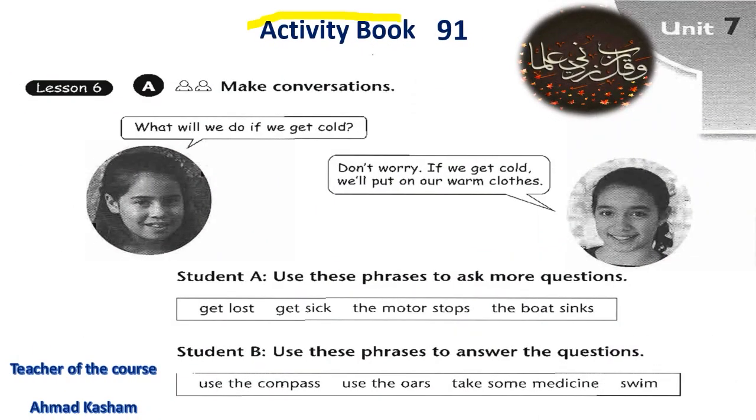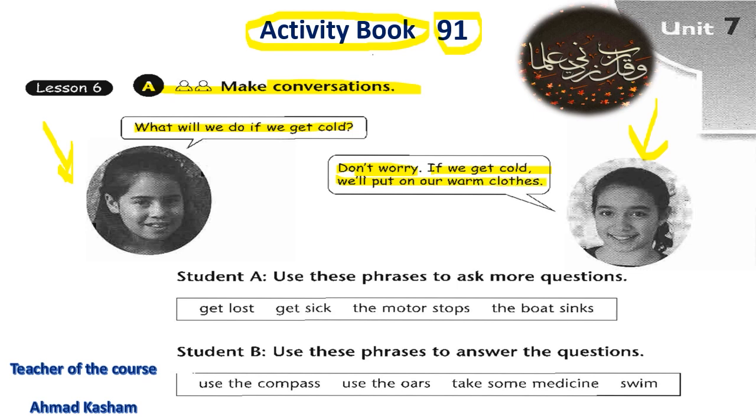So here we start, my students, in your activity book, page 91. What do we have? Exercise A, make conversations. We want to write conversations, questions and answers between these two girls. The first girl presents a hypothesis: if we face a problem, what will we do, and the second girl gives her the solution. So, what will we do if we get cold? Don't worry. If we get cold, we'll put on our warm clothes.